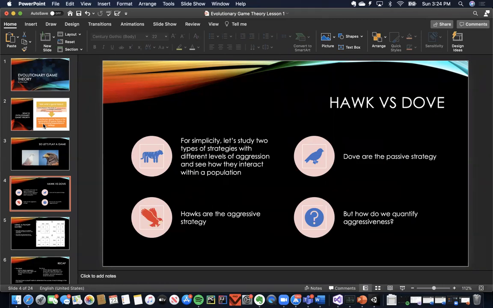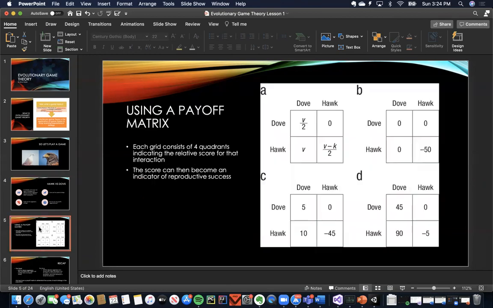What we want to see is how populations or individuals that employ a Hawk strategy interact with individuals that apply a Dove strategy. We were getting to before that we wanted to find a way to quantify this aggressiveness. How do we do this? That's where using a game theory aspect really helps us. For the first time, we're able to see how these populations interact, how their numbers fluctuate, etc. So that's what we're going to be doing right now.